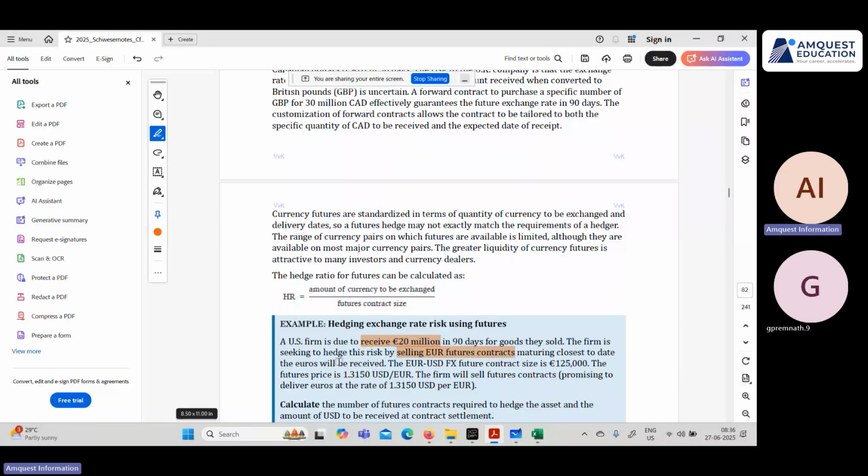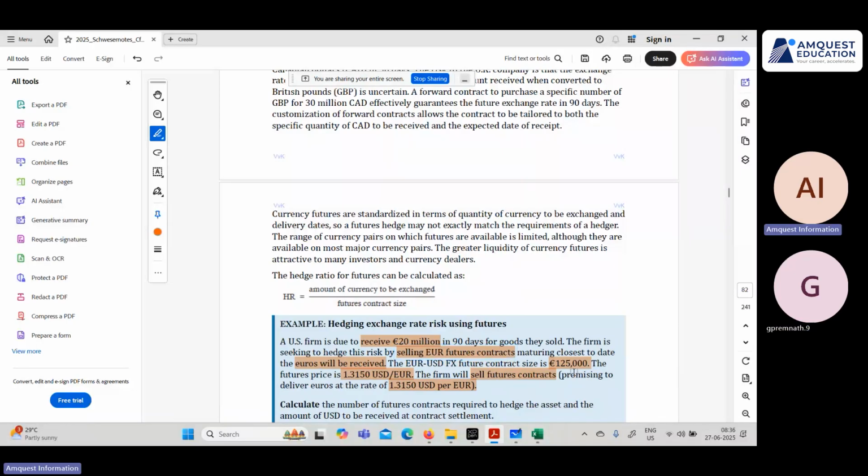So it says the firm seeks to hedge the risk by selling the euro future contracts maturing closest to the date the euros will be received. And the euro USD FX contract size is 125,000 euros. इतने का एक contract size है. The futures price is this much. The firm will sell the future contracts, promising to deliver euros at the rate of this much. So how many future contracts are required to hedge the asset? Isn't it going to be 20 million divided by 125,000? Yes.